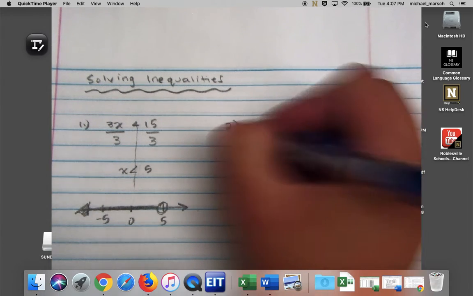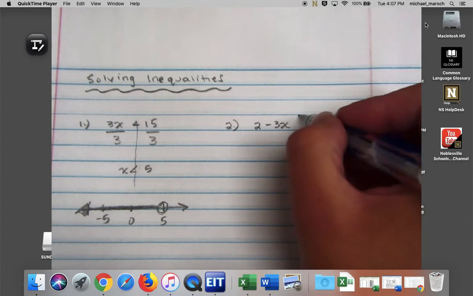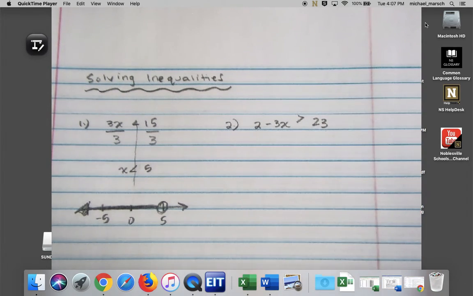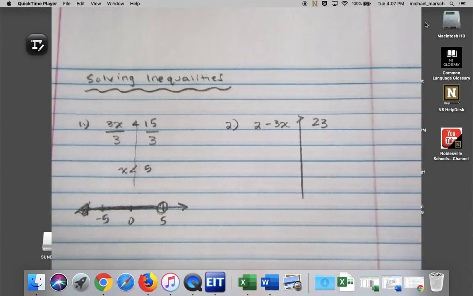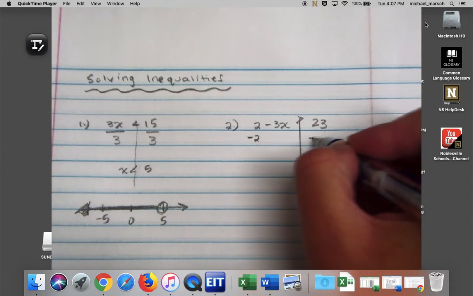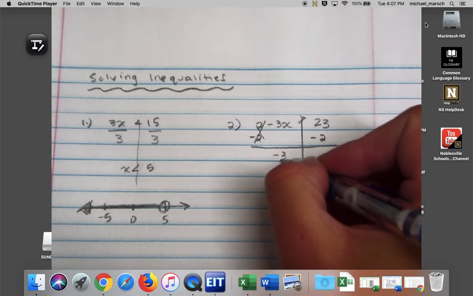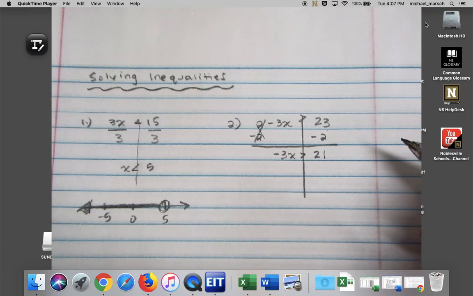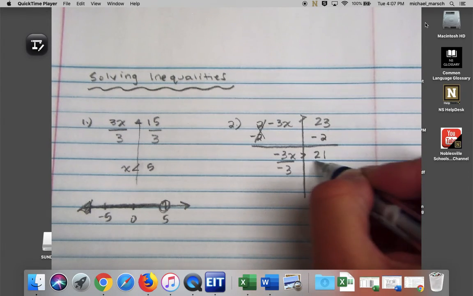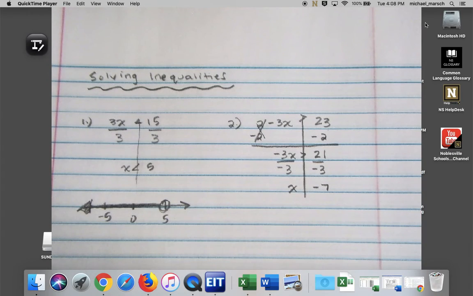So here's our second practice problem. 2 minus 3x is greater than 23. Okay, so again, I'm going to draw my wall of equality. This is one of my favorite two-steppers. So I'm going to go about my business solving this problem. So now I have negative 3x is greater than 21. I'm going to divide by negative 3. And now I have an x and I have a negative 7.